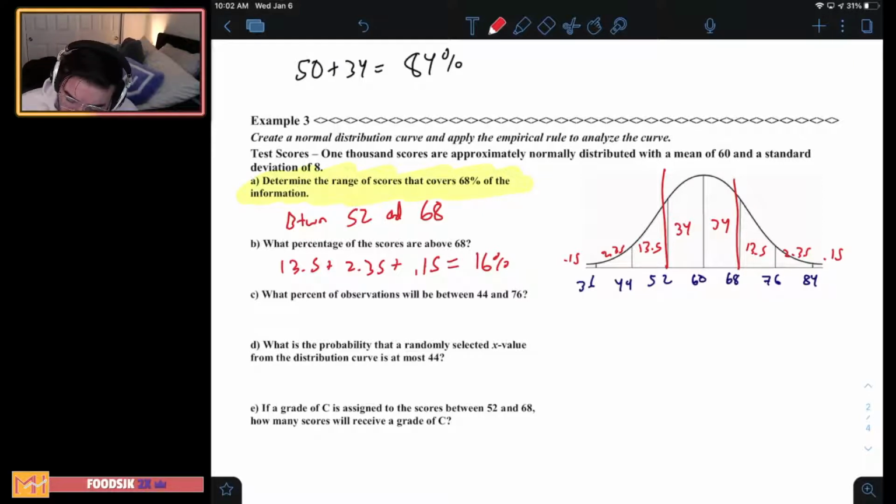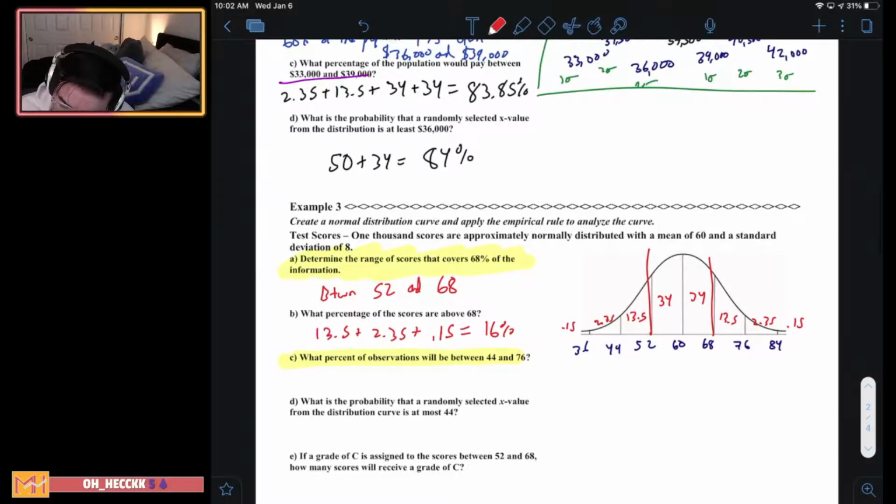What percent of observations will be between 44 and 76? Let's make this question number 2 for you. Some good practice here. What percent of the data is between 44 and 76? And the answer: between 44 and 76, you can just add those up together.